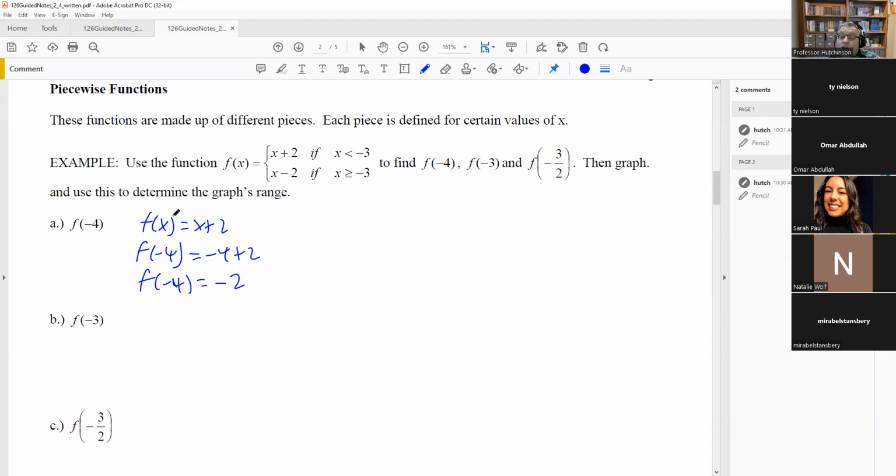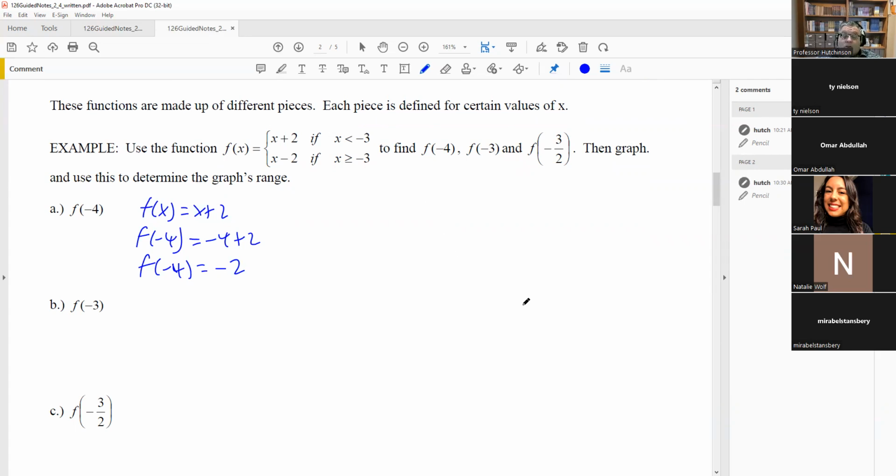So again, we chose the top equation because if I put -4 in here for x, that makes that condition true. It does not make the bottom condition true. -4 is not greater than -3. Okay, -4 is less than -3.